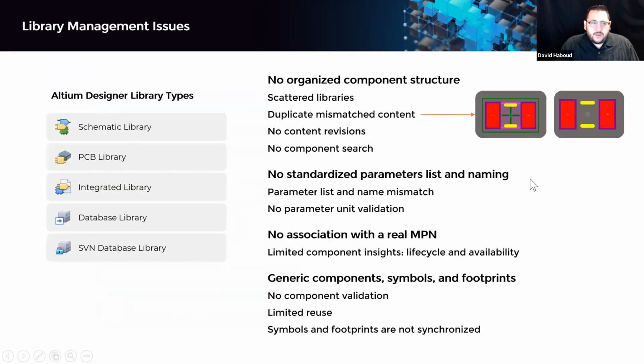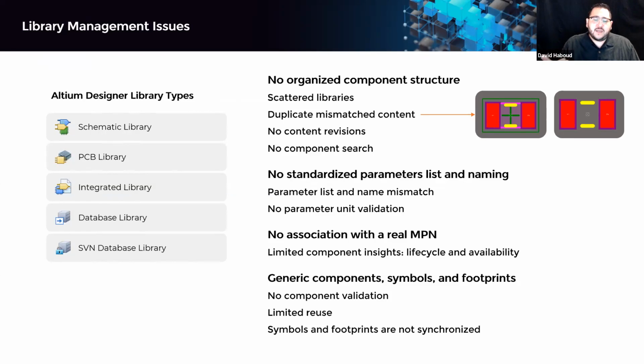So when we look at the actual issues in library management, we start seeing, as we progress through the different library types throughout the years, we start with file-based libraries like the schematic, PCB, and integrated libraries. And then we move to database and SVN database libraries. Each library kind of brought some new information to the table that helped us organize our component information. However, they still had issues that we felt needed to be overcome.